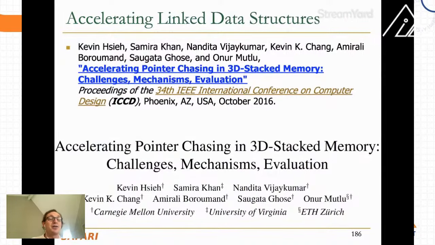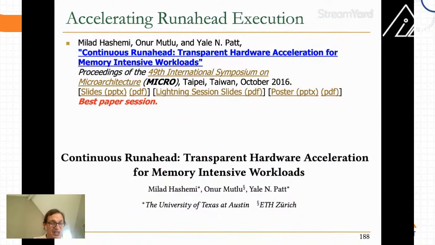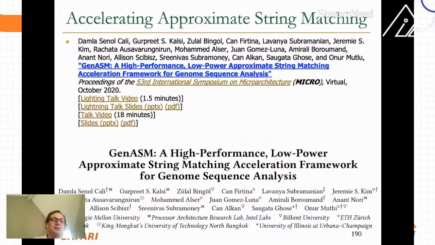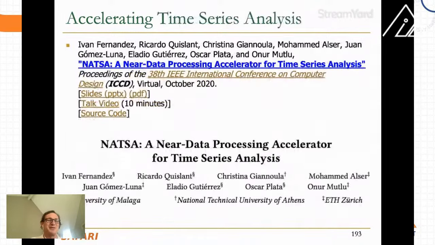We have other works that talk about how to do pointer chasing, like linked list traversal or graph traversal, with accelerators on the logic layer of 3D-stacked memory. How to do better processing of cache misses on the memory controller side. How to do prefetching of cache misses on the memory side. How to accelerate stencil computation and weather prediction modeling using FPGA-based near-memory architectures. And I mentioned how to do approximate string matching and sequence-to-graph mapping. I could keep going through all of this, but we don't have time.